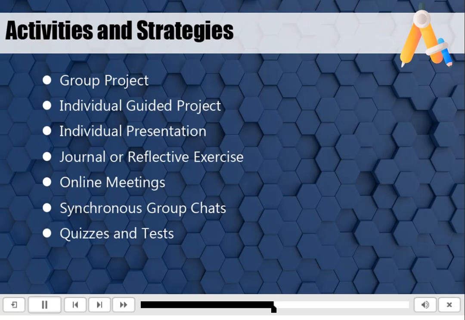The last one on here I have is quizzes and tests. This is instructor time. This is where you're providing the student with an opportunity where you're guiding them with directed questions to assess their knowledge, and then guess what happens at the end? You provide them feedback, and it's substantive feedback. So those are some activities and strategies.